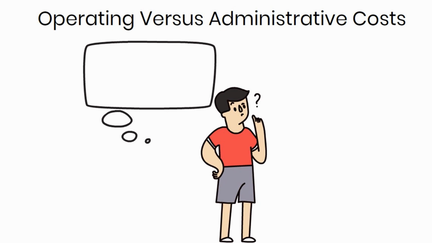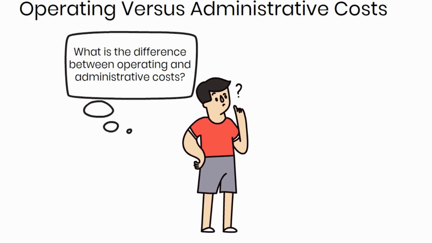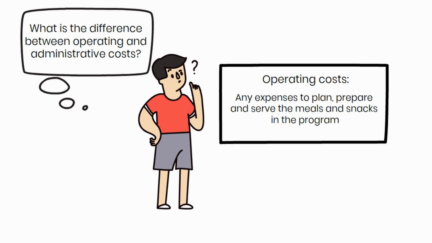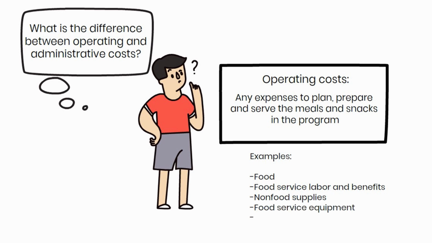Operating versus administrative costs. What is the difference between operating and administrative costs? Operating costs are any expenses to plan, prepare, and serve the meals and snacks in the program. Here are some examples of operating costs. Food. Food service labor and benefits. Non-food supplies. Food service equipment.